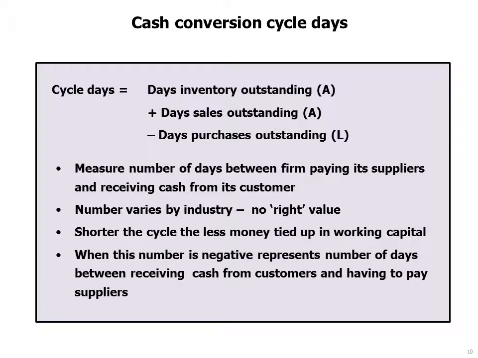When this number is negative, which will generally be the case for a firm with a current ratio less than 1, it represents the number of days between receiving cash from customers and subsequently having to then pay the firm's suppliers.